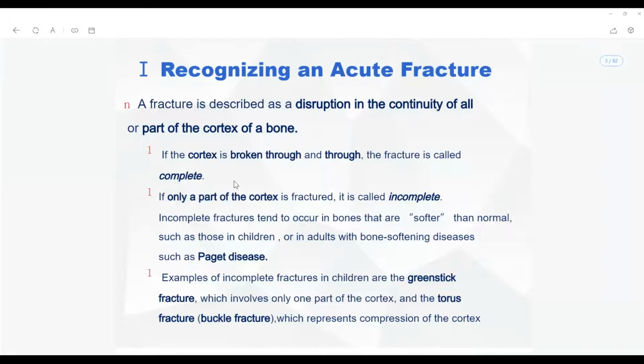But actually, there are some kinds of diseases which can also cause an incomplete fracture. In that one, you have to understand a very, very important disease, which is known as Paget's disease. Okay, remember Paget's disease. This is one of the most important diseases that causes incomplete fractures, where the bones are softer than normal, especially in children or sometimes in adults, which is a bone softening disease. Have you ever heard this term, Paget's disease?